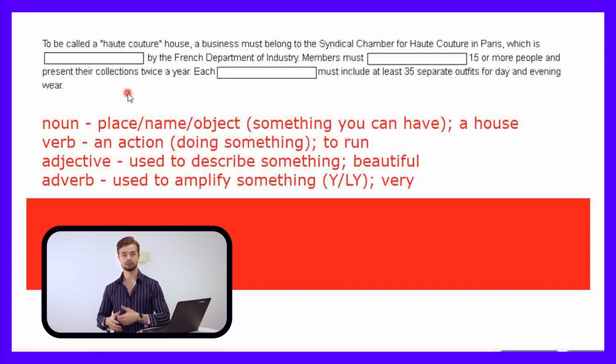So I will specifically try to figure out what type of word it would be. Is it an action, like doing something? Or is it an object, like a thing? Or is it a way to describe something? Or is it a way to amplify something, right? So in which case we'd use an adverb.